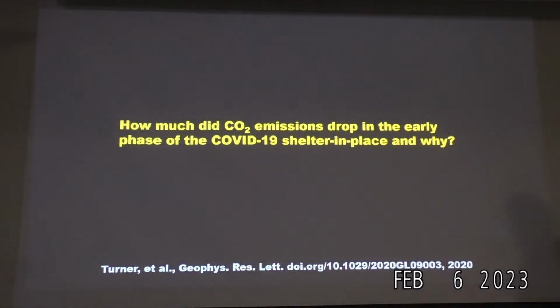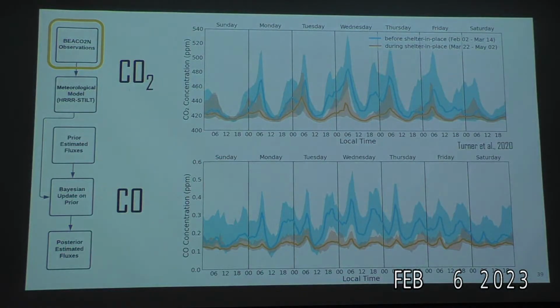Okay, so what did we get? Here's what we have for observations. Top is CO2, the bottom is carbon monoxide. Before the shelter in place, you see these huge peaks at morning rush hour. Those are gone, much lower. Interestingly, the weekends are hardly any different. That's a clue. And in carbon monoxide, you see both the morning and the evening rush hour more strongly than in the CO2. And then after the shutdown, all the signal is more muted.